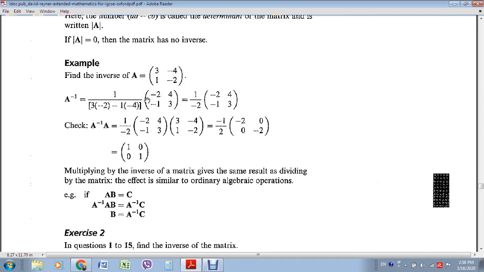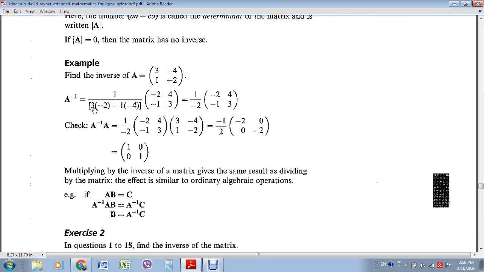After that we will multiply what? Change the places: 3 at the place of -2 and -2 at the place of 3. Then change the signs. Now you can see here -4 will become positive. Here 1 is positive, it will become negative. Here negative, it will become positive.